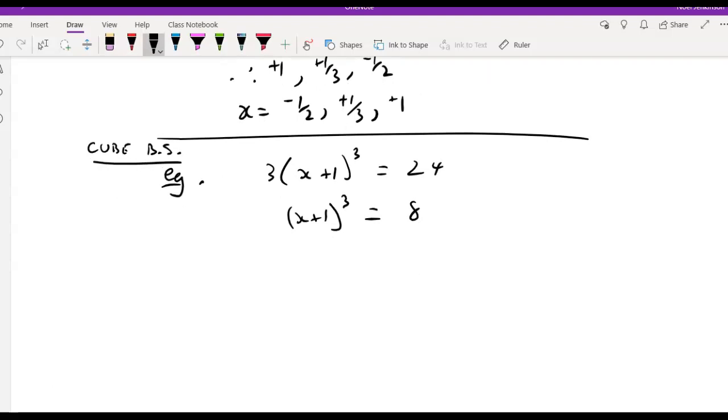It could be a surd. It could be cube root of some number. That's fine. So I'll cube both sides. x plus 1 equals cube root of 8. So the cube root of 8 is, of course, plus or minus 2. There are 2 cube roots of 8.